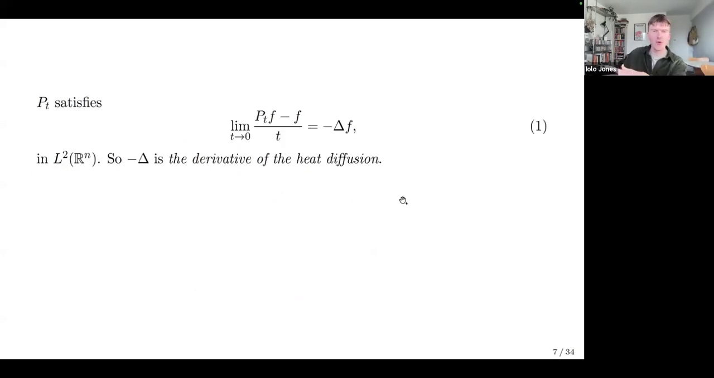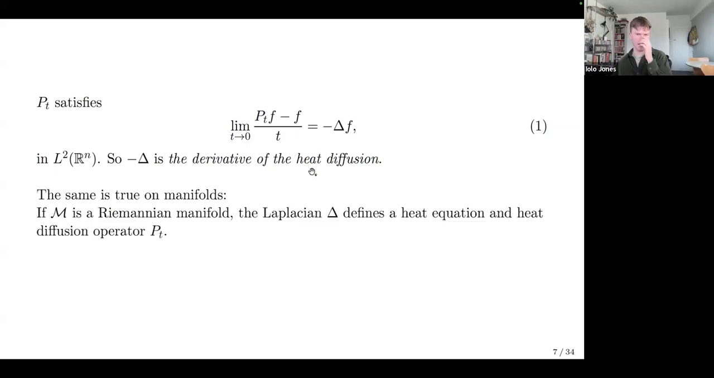This is where things start getting more geometric, and this is a really important detail: PT has this property that if you differentiate it at time 0, you get minus the Laplacian, where the derivative's in the L2 sense. So you can think of the Laplacian as being like the derivative of the heat flow. And this is important because the Laplacian is going to show up a lot later geometrically. And so it relates to the geometry because the heat flow is generated by the Laplacian in this sense.